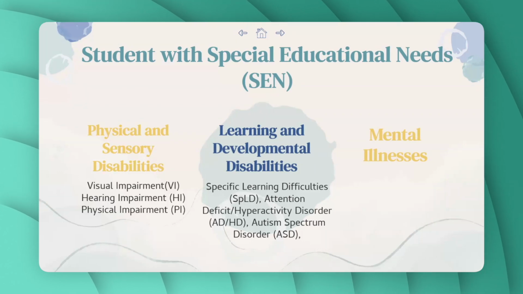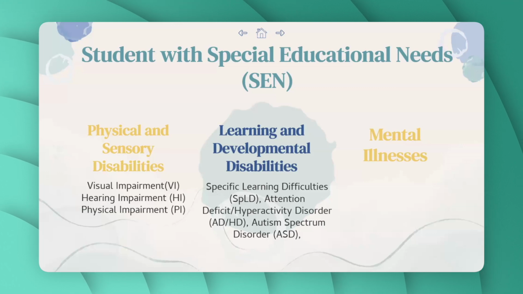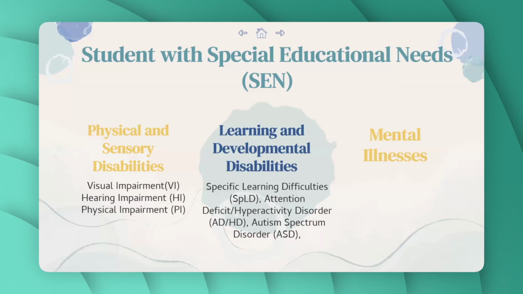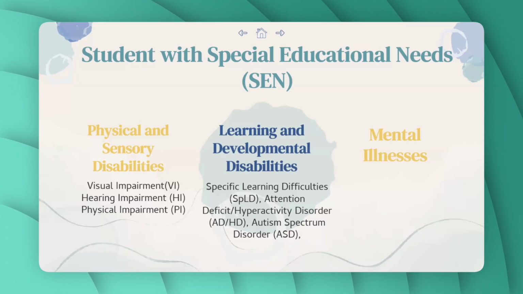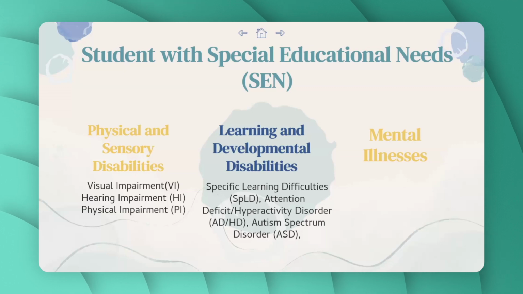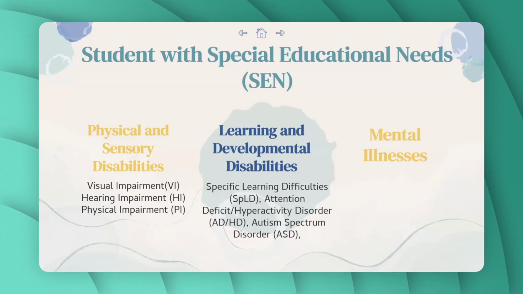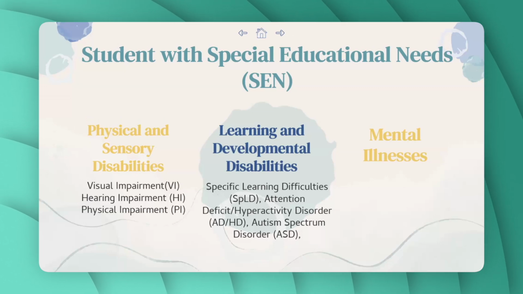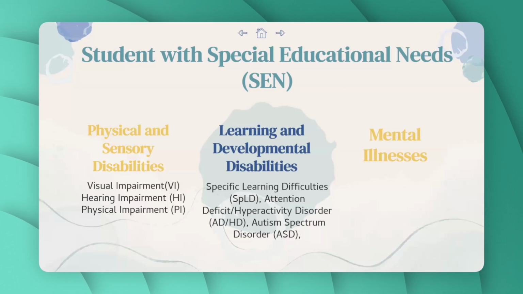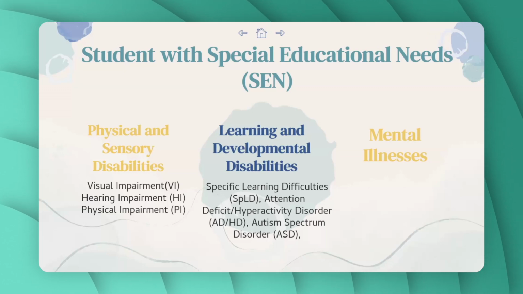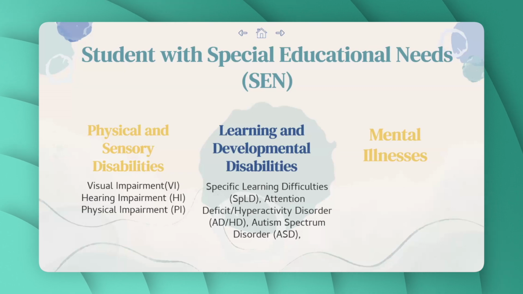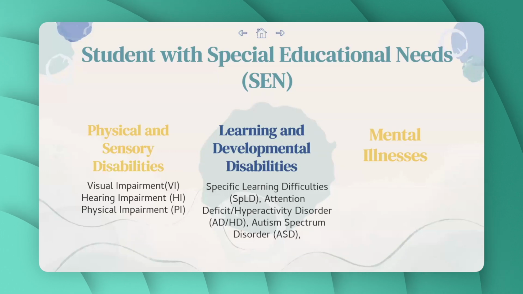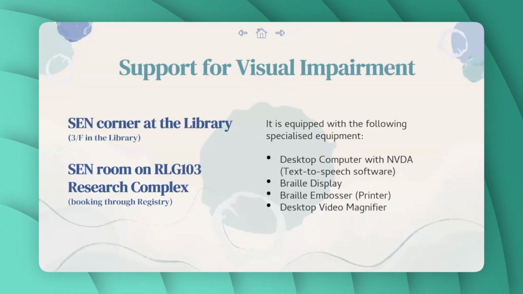So what kind of SEN students do we come across? Usually there are 3 types. The first one is physical and sensory disability. We're talking about visually impaired students, hearing impaired students, or physically impaired students. The second one is learning and developmental disabilities, like autism, ADHD, or dyslexia, things like that. The last one is mental illness. They are all grouped under SEN students. So let's talk about the support.